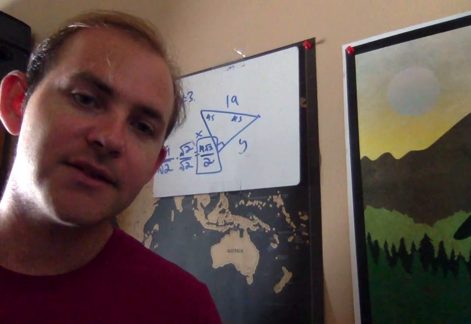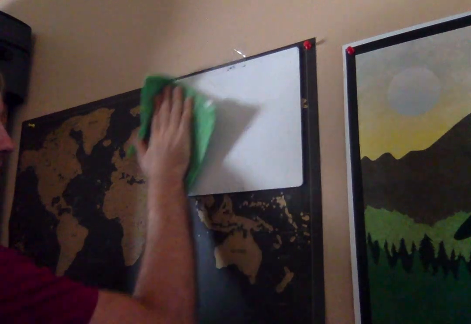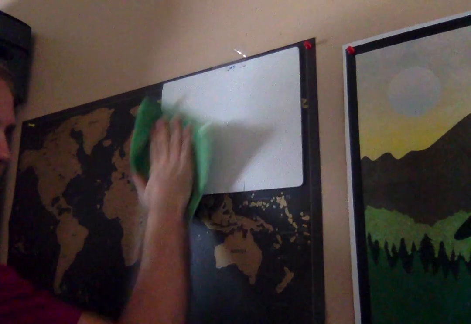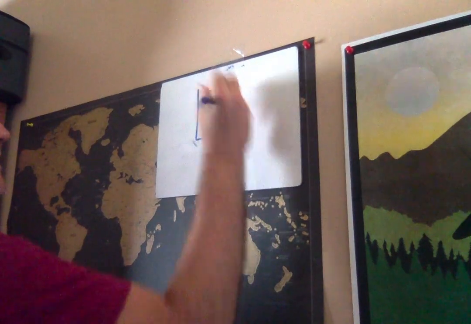Now, the other one, the 30, 60, 90, is a little tiny bit more complicated. So let's take a look at that for a minute. We are now on page number 7 of the Unit 9 classwork packet. All right, so what is a 30, 60, 90?